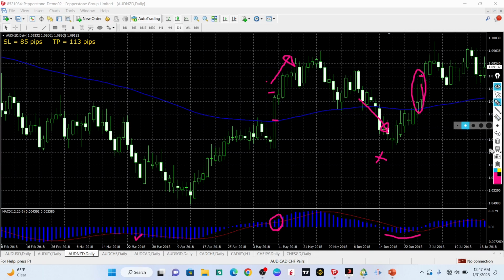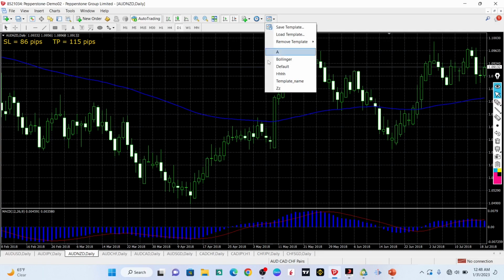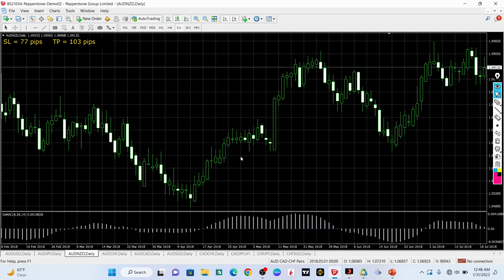Okay, so that is how to use the baseline and the primary indicator. So here let me try to change into a different baseline, and then we see.